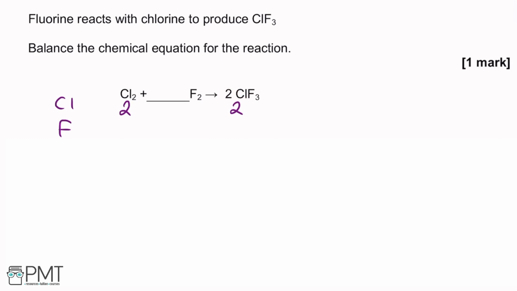Now, let's think about the fluorines on the right-hand side. Remember that we've got ClF3, but we've got 2 of them. So essentially we've got 2 3s, which is 6. And at the minute, on the left-hand side, we've got F2. So the question is, how do we get from 2 to 6? Well, we need to times it by 3.